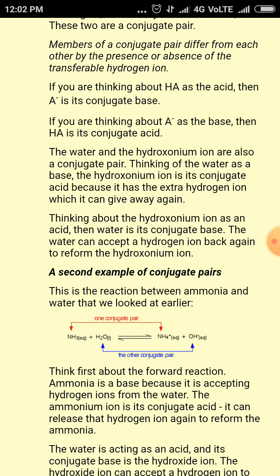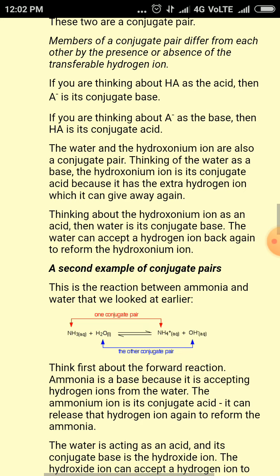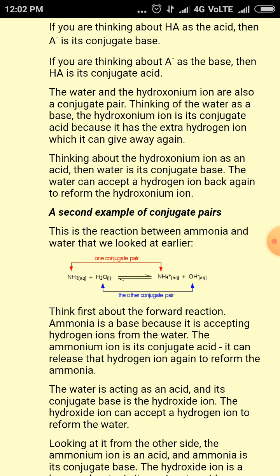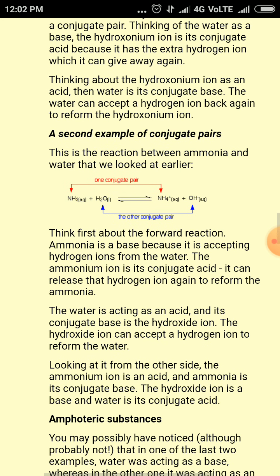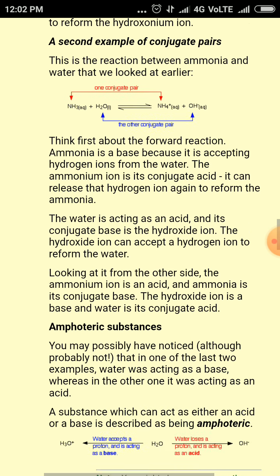A second example of conjugate pairs you can see in this reaction, where ammonia reacts with water and forms ammonium ion and OH minus ions. So ammonia and ammonium ion are a conjugate pair, and H2O water and hydroxide ions are a conjugate pair, where in each conjugate pair, one is an acid and one is a base, one is a proton acceptor and one is a proton donor.